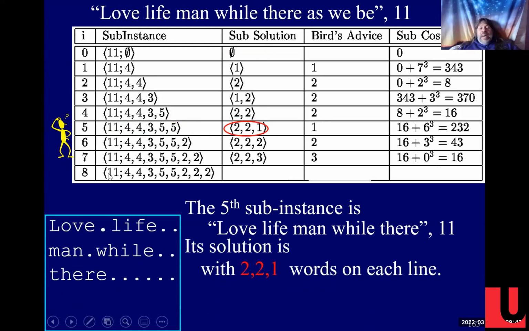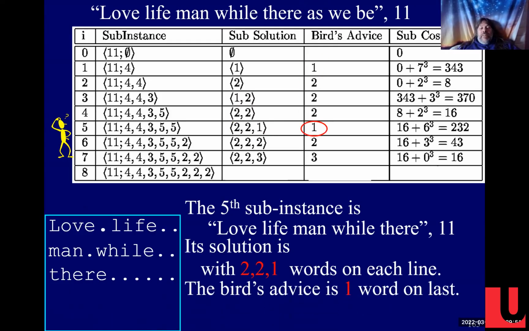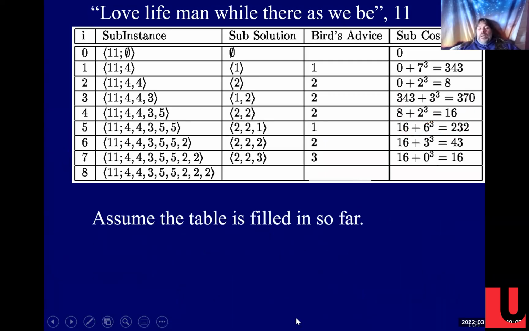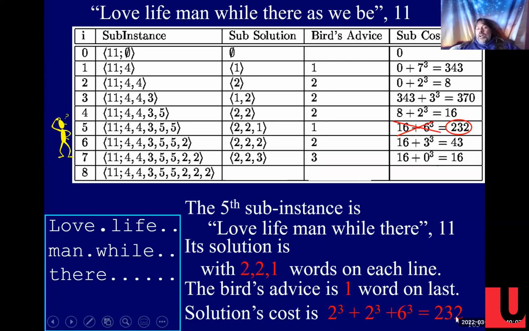Right. In fact, here's the solution: 2 words, 2 words, 1 word, right? And the bird's advice is to put 1 word on the last line. Here, where do we get this cost from? Our cost is 2 squared plus 2 cubed plus 2 cubed plus 6 cubed, right? That's how we got our cost. Does that make sense? Yeah.